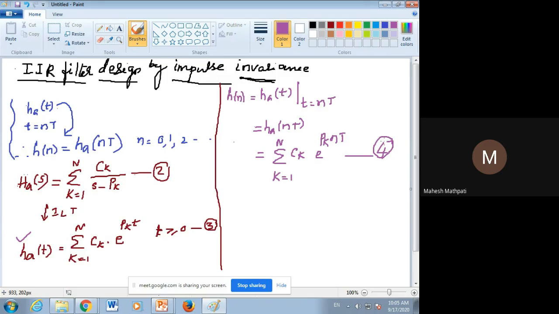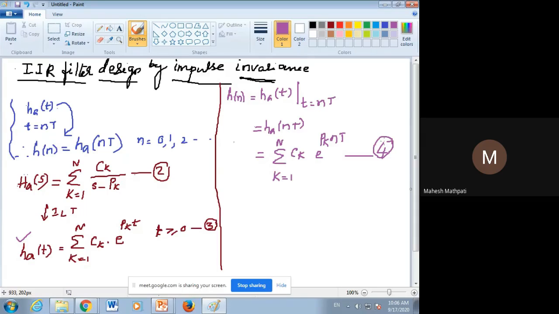Understood? Yes, sir. Okay, so this is the way we have converted the analog impulse response to the digital impulse response. Then you just write the next line.